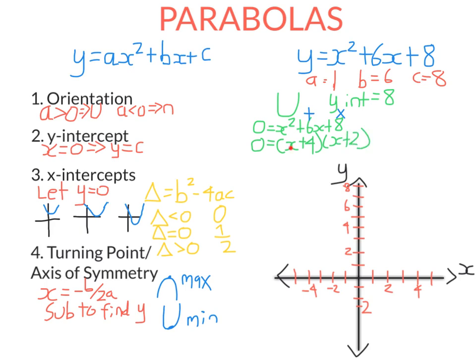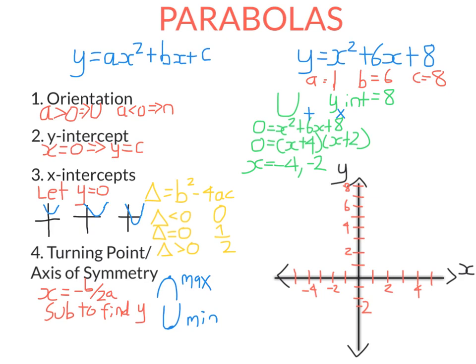So (x + 4)(x + 2) is this expression factorized. Now we use the null factor law. Either the first bracket equals 0, which means x is minus 4, or the second bracket equals 0, which means x is minus 2. So this parabola will have two x-intercepts, one at minus 4 and one at minus 2. So we've done the first three things.